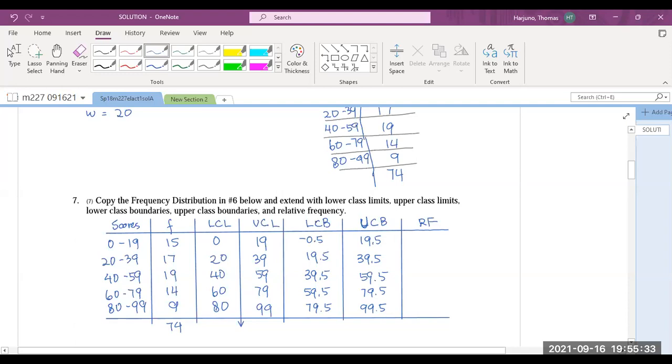Now, the relative frequency. I said this in my lecture and in my supplemental video, I'll say it again. Usually, in practice, relative frequency is written in percentage. If not, then in decimal. In my class, I allow you to write it in fraction. It is the frequency of that class divided by the total frequency, in this case the sample size. So the second class relative frequency is 17/74, the third class is 19/74, then 14/74, and 9/74. Now the total should be 1.